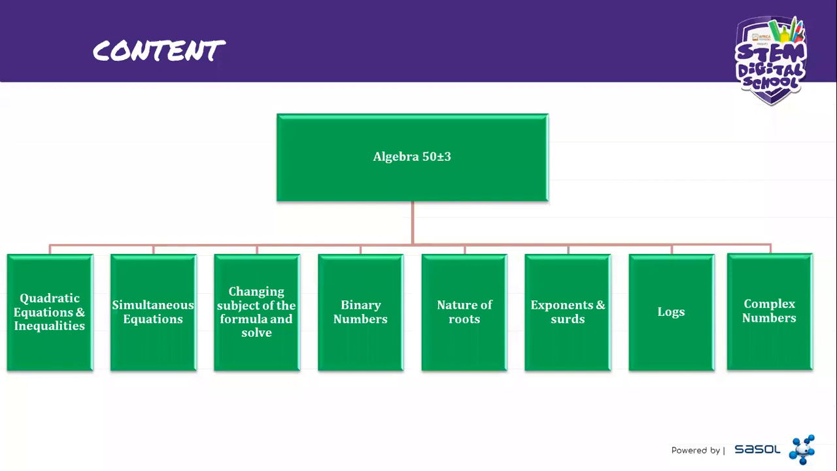Now let's start our topic for today. Under content, like we've said, we're going to be discussing algebra, and there are so many things that fall under algebra that we need to revise. You can see this topic contributes 50 plus or minus 3 marks for paper 1. So out of 150, you can imagine having one topic weighting 50 plus or minus 3 marks. So it's a lot of marks. Then under algebra, we'll be looking at quadratic equations and inequalities.